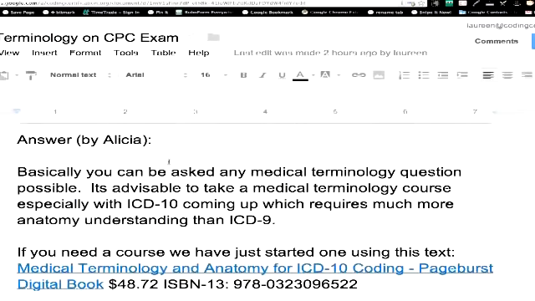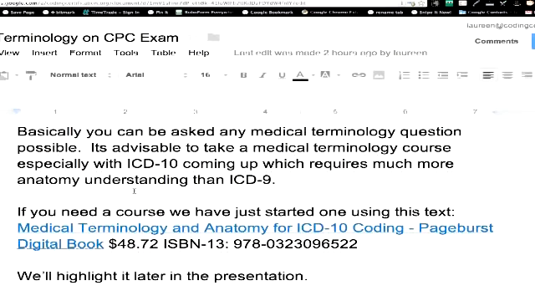So it's advisable to take a medical terminology course, especially with ICD-10 coming up, which is going to require you to have a lot more anatomy understanding than ICD-9.